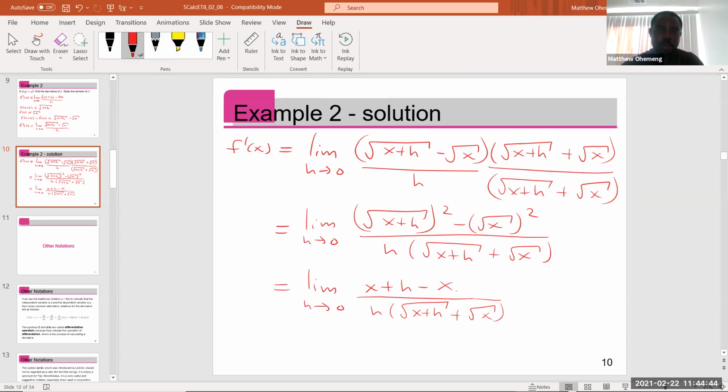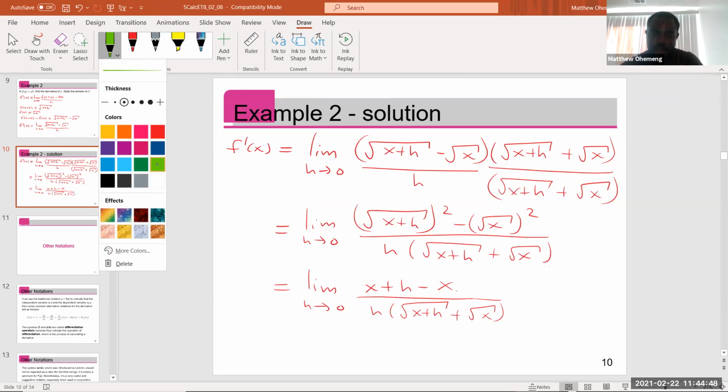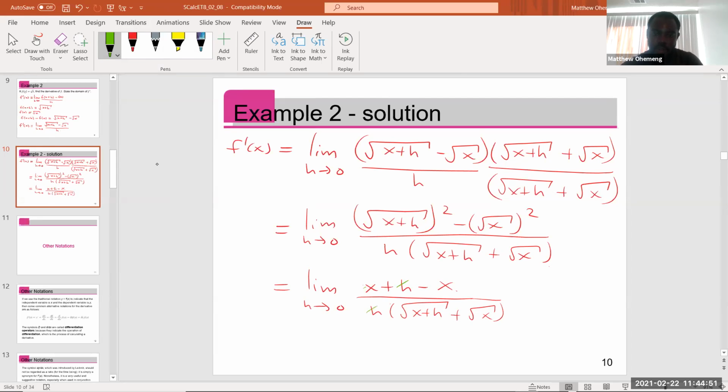Right? Let me use a different color. So the h will cancel the h before when the x's cancel each other out, right? So in the end, we have something like the limit as h approaches 0 of 1 over square root of x plus h plus square root of x.